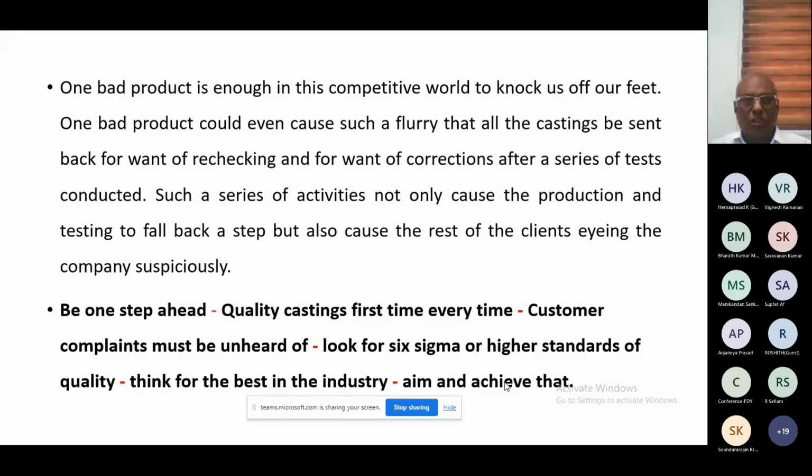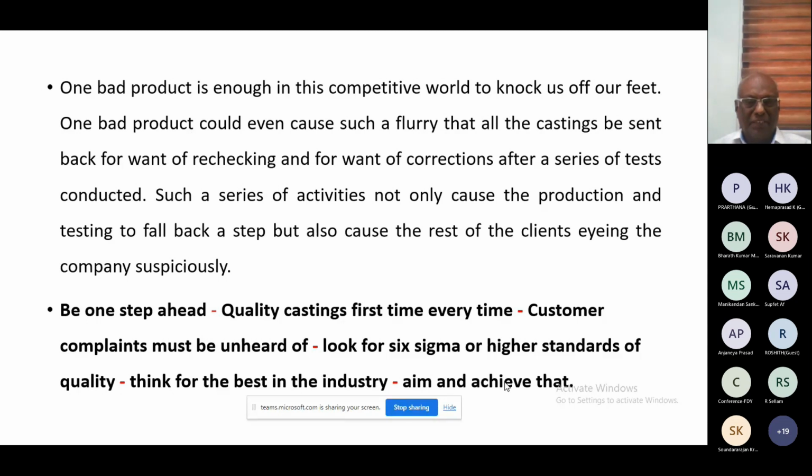One bad product could even cause such a flurry that all the castings be sent back for want of rechecking and for want of corrections after a series of tests conducted. Such a series of activities not only cause the production and testing to fall back a step, but also cause the rest of the clients eyeing the company suspiciously.